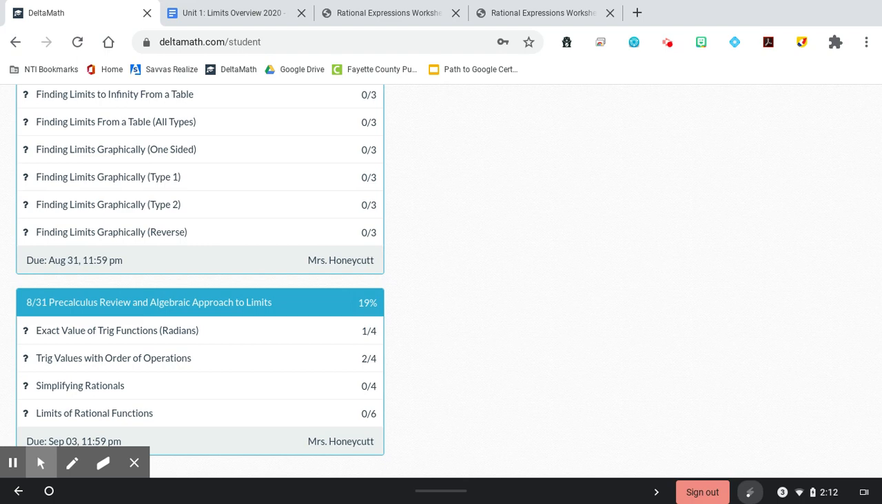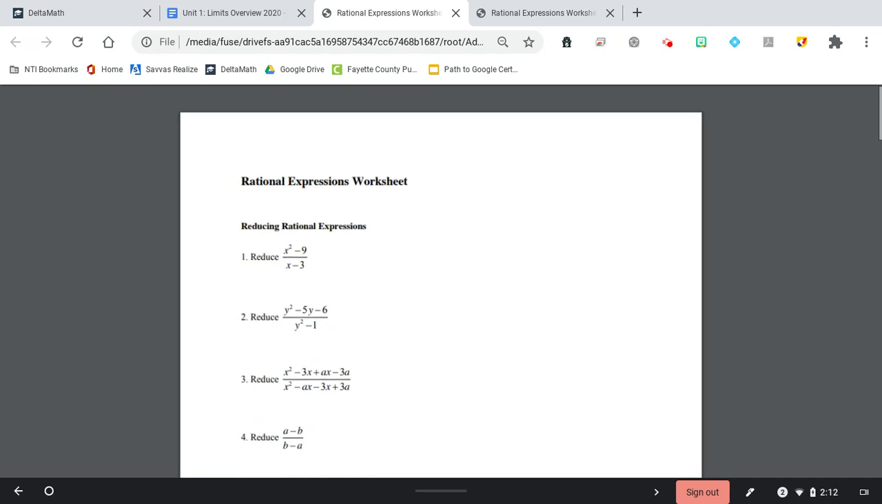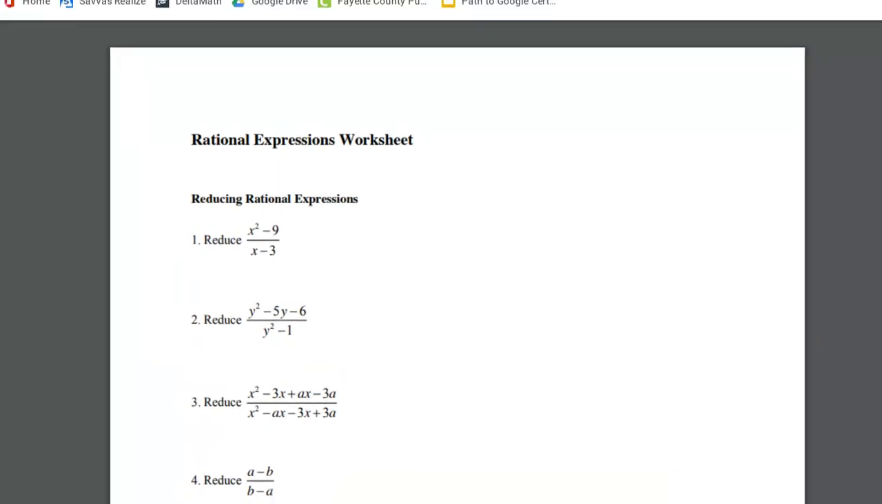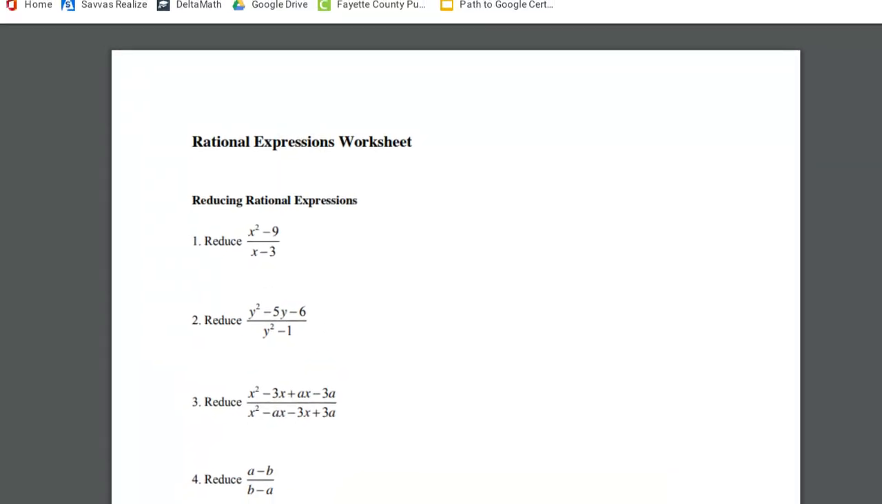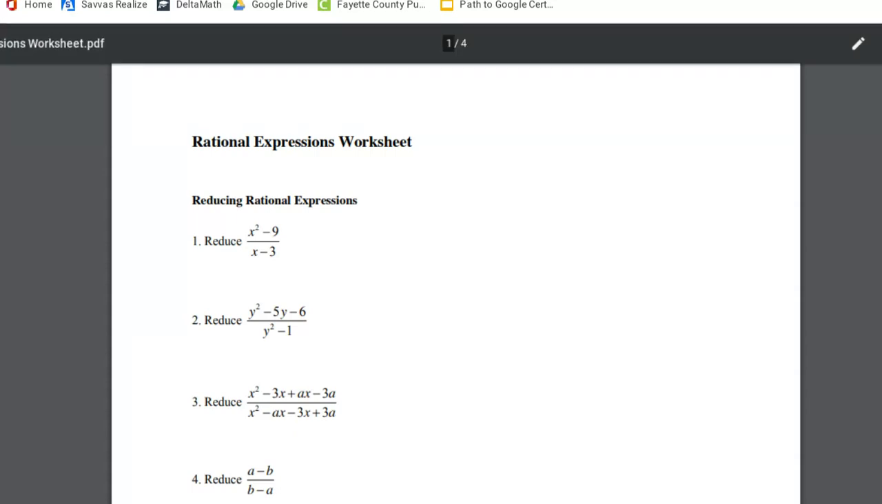Okay, so in this second part of the lesson, I'm going to show you how to answer questions like what's in the third part of your assignment about how to simplify rational expressions. So I have some problems here. Let's zoom in. And what we're going to do is simplify all of these expressions.